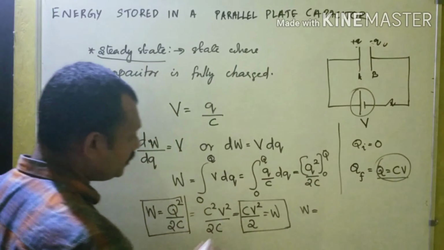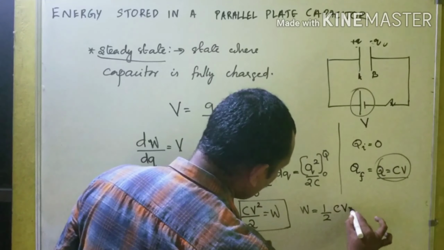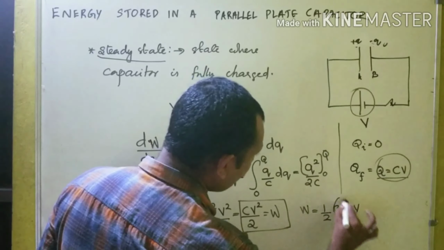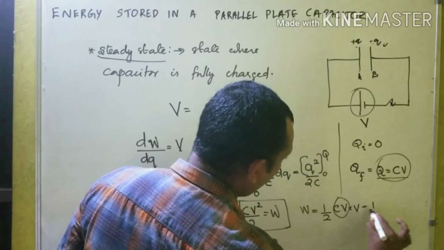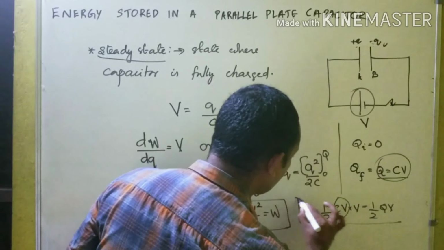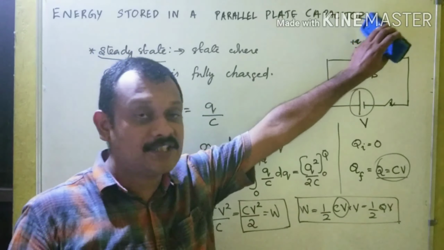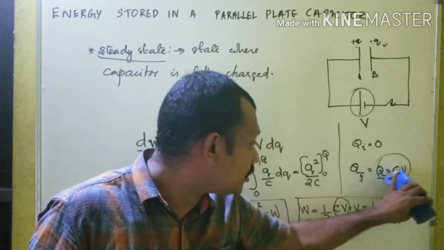Q is equal to CV. W is equal to half into CV into V. But CV is equal to Q. This is half QV. This is another formula for work done by the external agency in order to charge the plates of the capacitor by an amount capital Q is equal to CV.